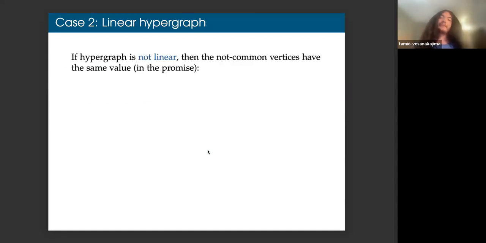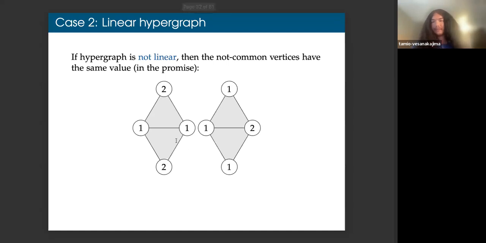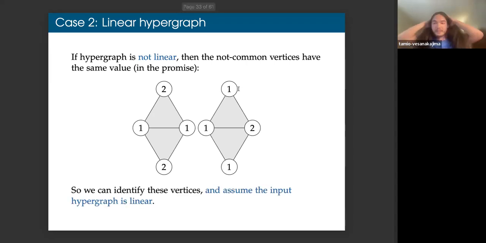How does this help us? Let's suppose that our hypergraph is not linear. Then in my LO2 coloring, the vertices that are not in common must have the same value. Why? There are only 2 cases. If the common vertices have values 1 and 1, then the not common ones have to have value 2. If the common vertices have values 1 and 2, the not common ones have to have values 1 and 1. This means that I can identify the not common vertices as long as my hypergraph is not linear, and I maintain the property of being LO2 colorable.